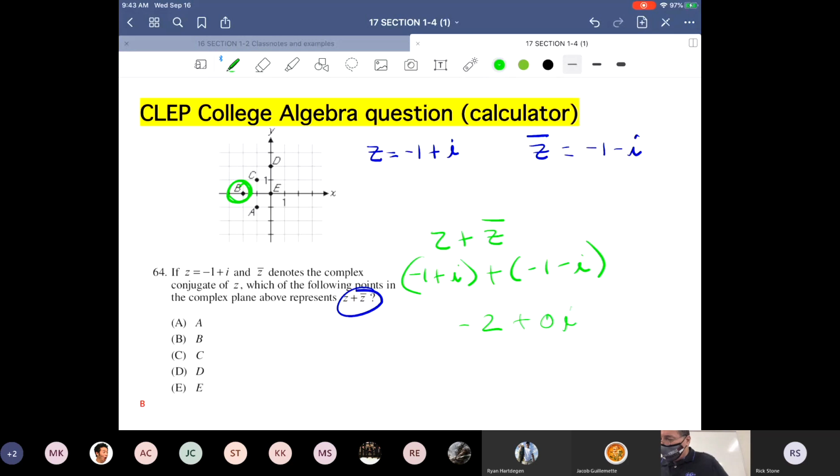So -2 goes, the real number part goes right and left, and the imaginary part goes up, down. So that's point B, which would be answer B. And we'll do more of those right before we take the CLEP test, okay? We'll graph some more complex numbers right before, but I wanted to point out that this one had the complex conjugate in it, and so I want to put it in here so we could do that, okay?